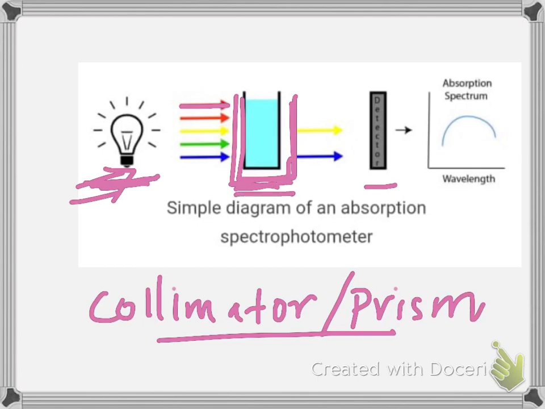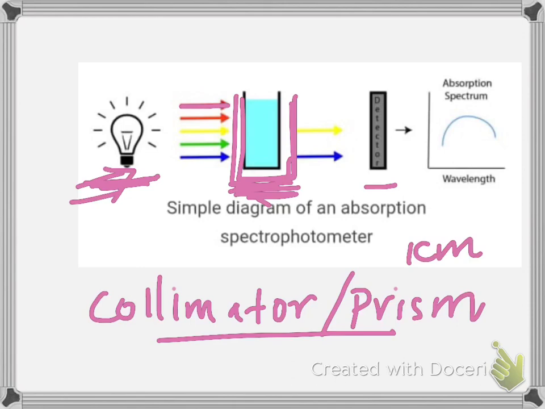The path length of the cuvette is also important. The path length is the amount of sample the light passes through. So a cuvette that is 1 cm wide has a path length of 1 cm.